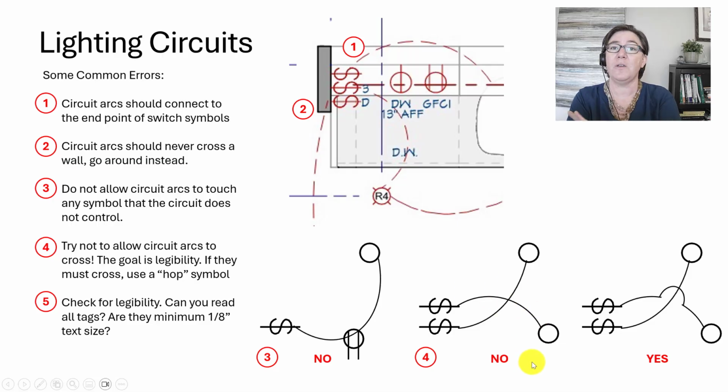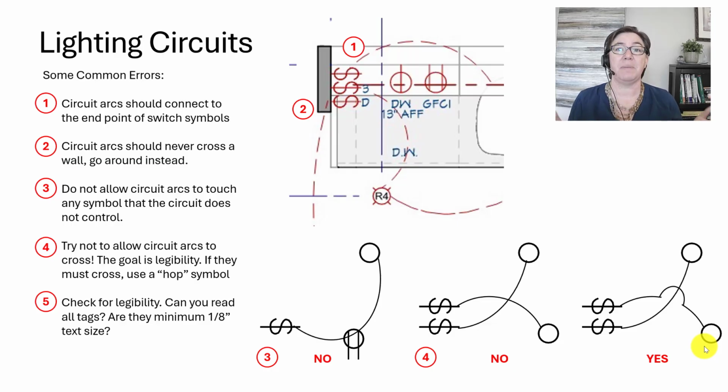If you have to have them cross because your plan is complicated and sometimes there's just no way to draw it without crossing your circuit arcs, you should use what I call a hop symbol. So in this case, I've said yes right here. We've got this circuit arc and then we've drawn this one. It comes here, it breaks, and we use a hop. We jump over and then connect. This is a visual indication. It honestly helps your eye follow the correct line, and it's easier to tell which circuit goes to which switch.